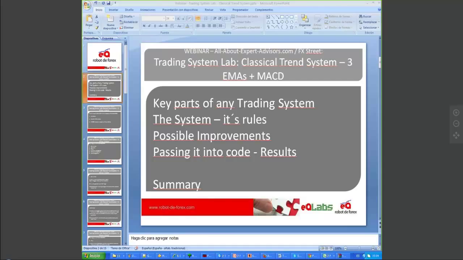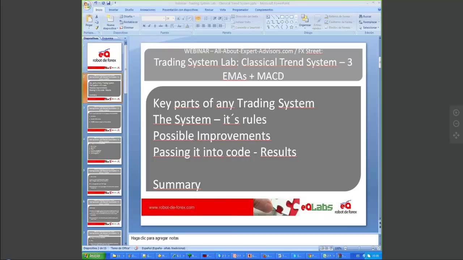So, if you have the idea you just buy a robot or take a robot and trade it, that's a wrong idea. It's not going to make you profitable at all. It's very rare that you find an EA with good parameters. Normally, they come very badly optimized.